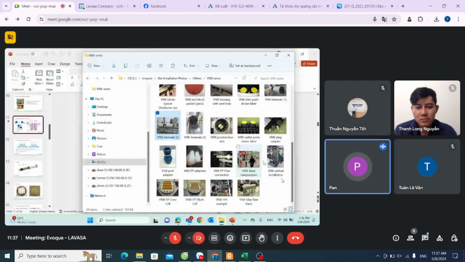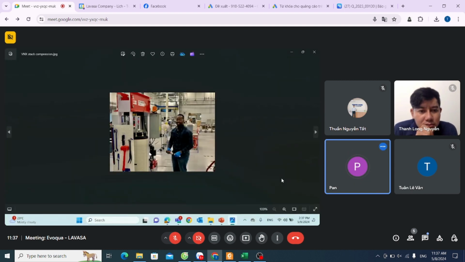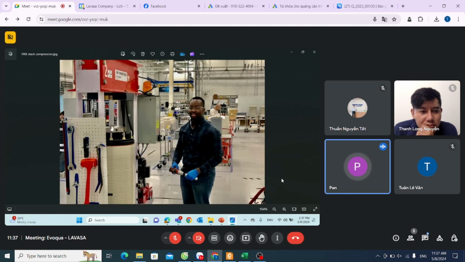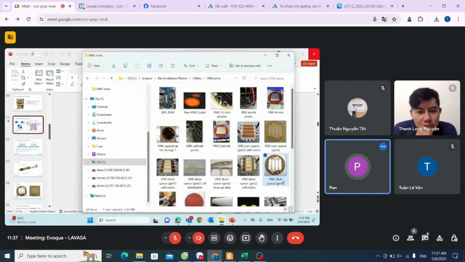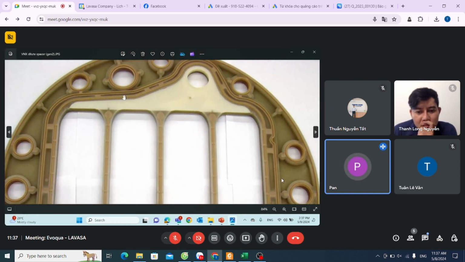Then when we make the module, it's like a heat exchanger. There's a machine, there's a piston that will press, because the spacer has O-rings. You see? There are many O-rings here. So when the water flows through, we don't want the water to leak out. That's why there are many O-rings.